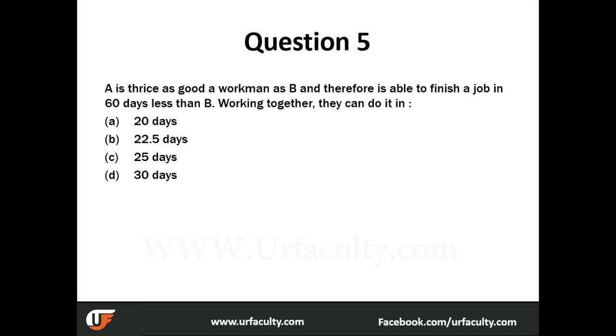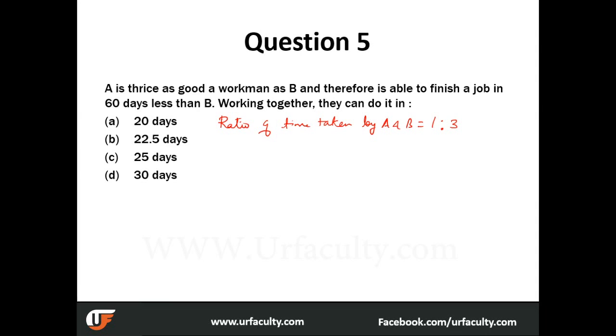A is thrice as good a workman as B and therefore is able to finish a job in 60 days less than B. Working together, they can do it in, again, it will take a little bit more time than the previous question. That's the only thing. Otherwise, the basic concept is the same. So what is the ratio of time taken by A and B, if you want to take a ratio, what will it be? 1:3. Am I right?